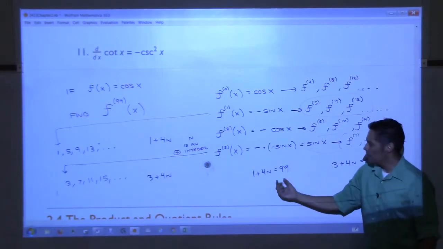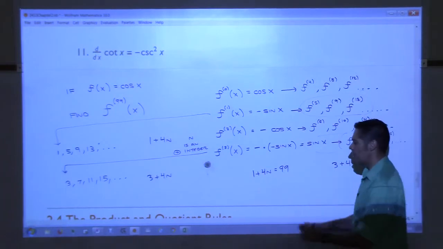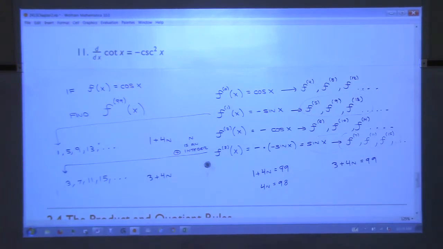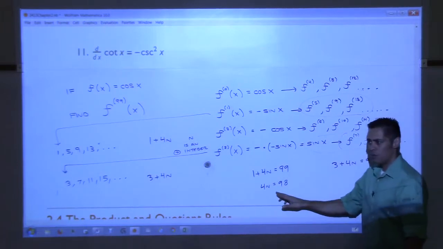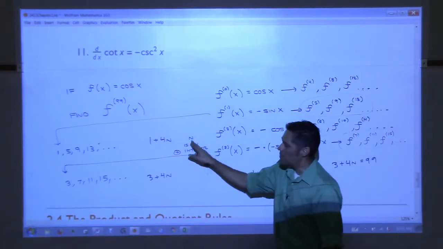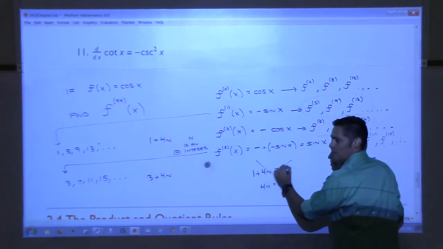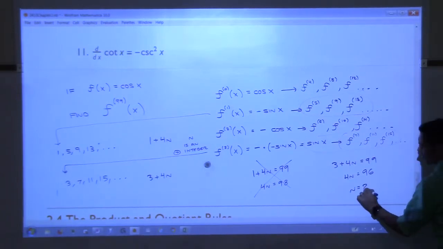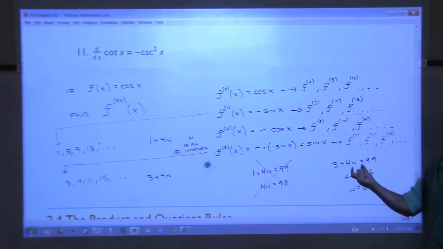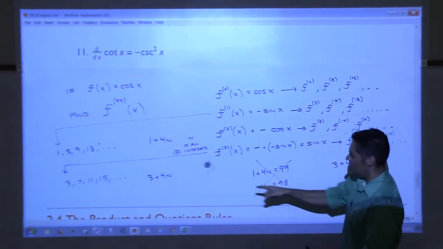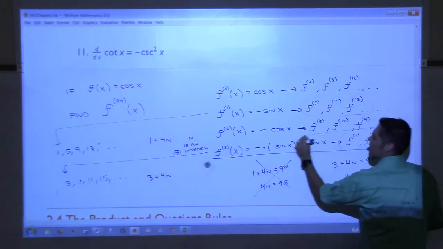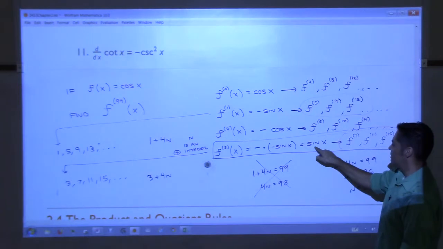So let's try this. Solve for n. Subtract 1 from both sides, and you would get 4n equals 98. And how many times does 4 go into 98? It's not an integer, right? It's a decimal. Doesn't go in evenly. But I said n had to be an integer. So it can't come from this list. How about here? Subtract 3 from both sides. You get 96. And how many times does 4 go into 96? 24 times. Exactly 24. So it's got to come from this list. Which list was that? The last one? So that means it came from this one right here. This is our winner. So the 99th derivative of that is sine x.